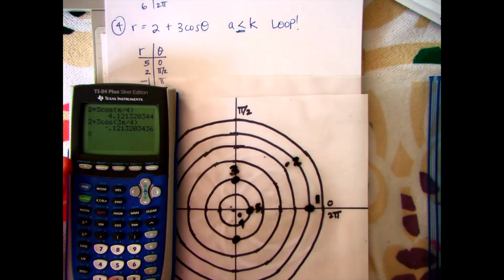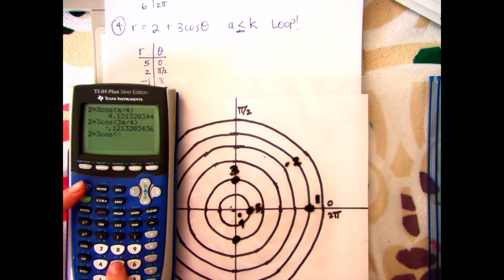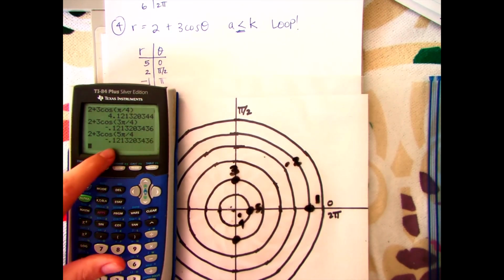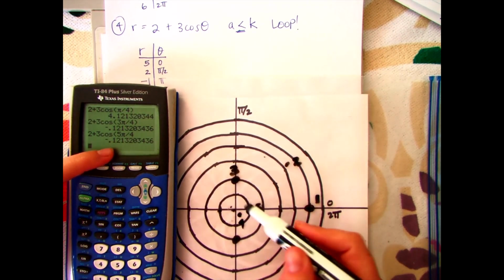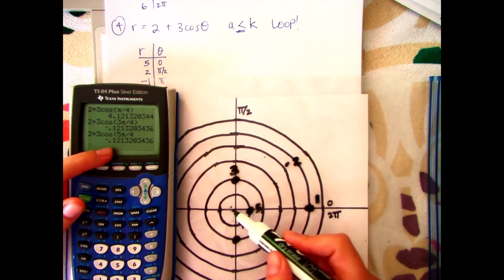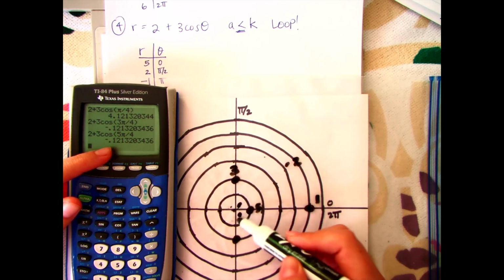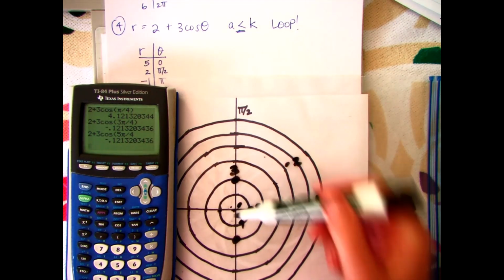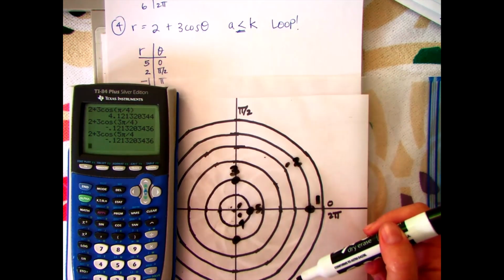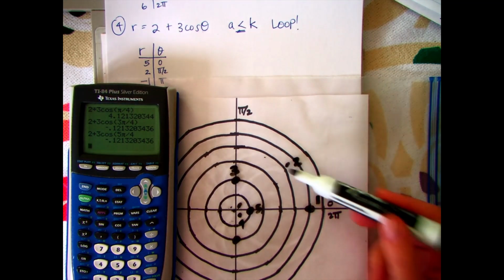So 2 plus 3 cosine of 5 pi over 4, right? So look what happens. I wonder why. If we go 5 pi over 4, we're right here. Remember, those two cosine values are going to be symmetric, so they're giving us the same output value. Same thing if I went to 7 pi over 4, it's going to act just like this point right here.